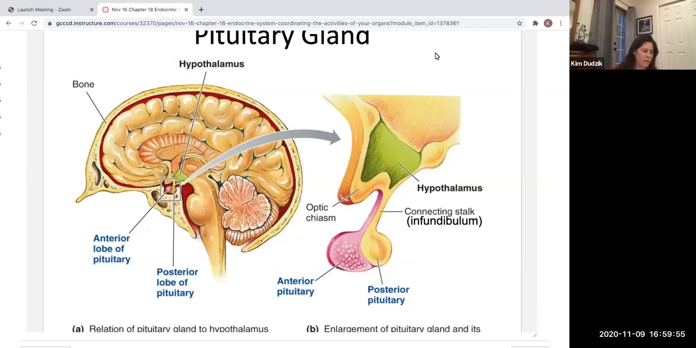Okay, welcome back everybody for part 2 of our lecture on the endocrine system. And so in this portion, we want to look at how we control the release of hormones. And most of the release of hormones is controlled through the pituitary gland.